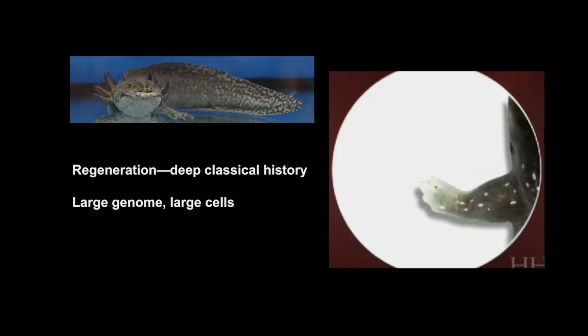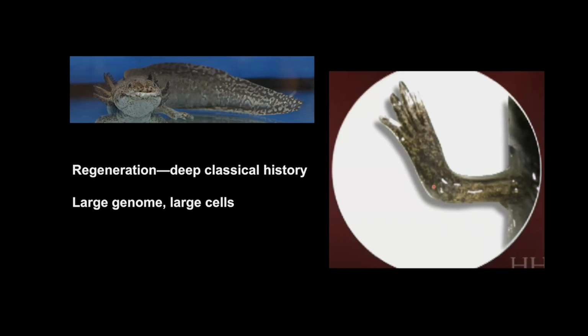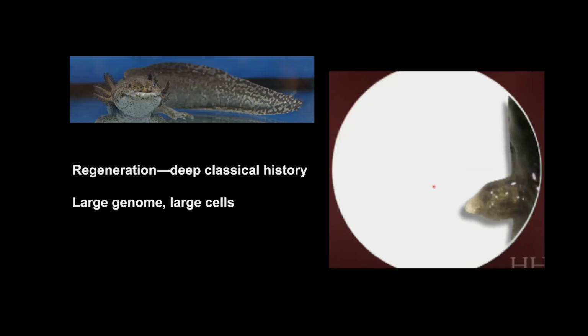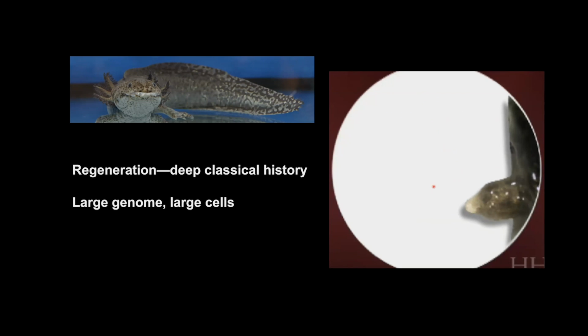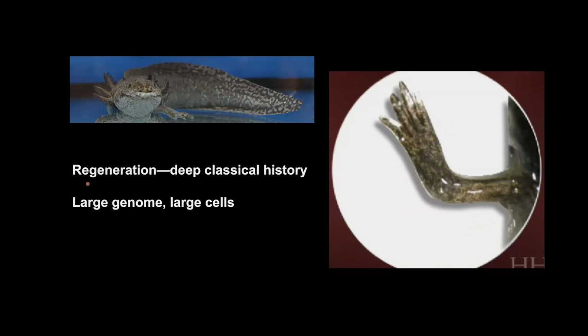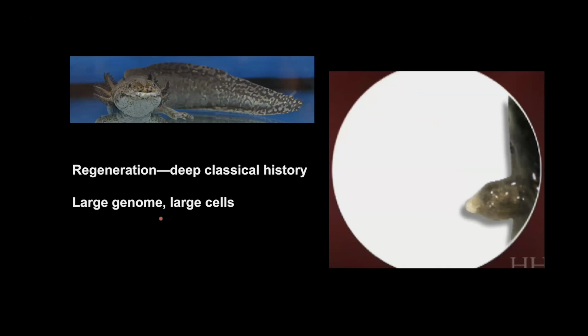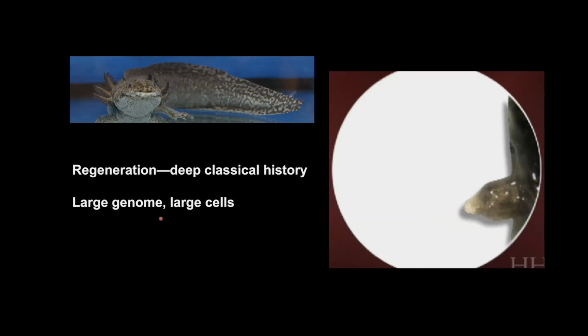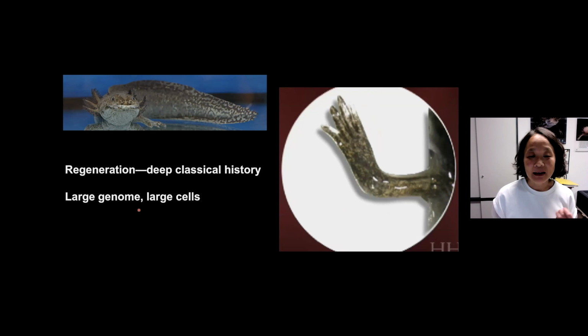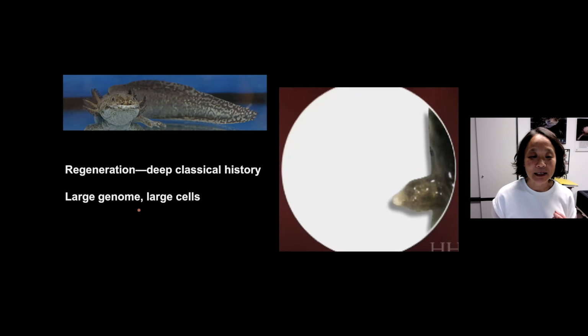And regeneration is a fascinating topic. It's been worked on since the late 1700s, and there's a very deep classical history of experiments that tell us the logic of how the system works at a tissue level. These animals have a really large genome, so it was hard to assemble its genome and use it until very recently. But with modern methods of long-read sequencing, we were able to assemble the genome. And now we can really look at the genomic level at regeneration.